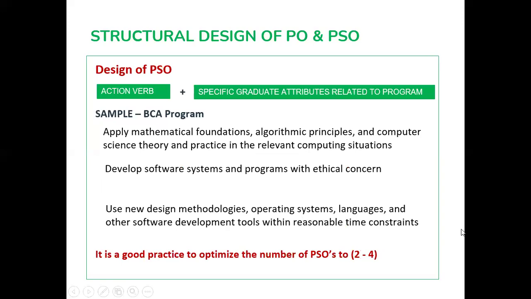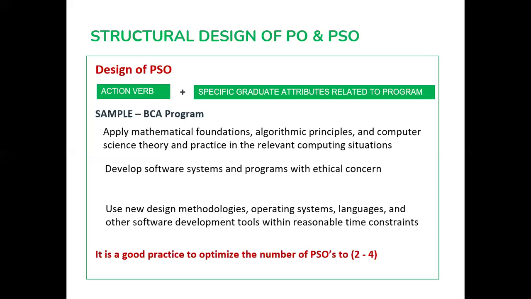Now coming to the PSOs, the program specific outcomes. I have given a sample for a BCA program as an example. Again, we start with the action verb from Bloom's taxonomy, then specific graduate attributes related to that program. If it is a BCA program, this is an example of how we can write a PSO. Apply. Apply comes from Bloom's taxonomy. Apply mathematical foundations, algorithmic principles, and computer science theory and practice in the relevant computing situations. That can be one PSO for a BCA program.